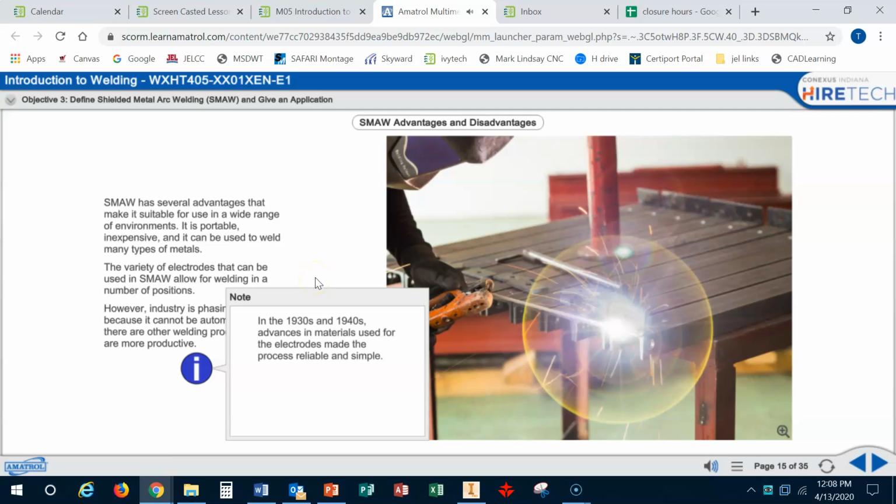In the 1930s and 1940s, advances in materials used for the electrodes made the process reliable and simple. SMAW became widely used during World War II to build military equipment. Companies quickly began making SMAW machines to meet the demand.